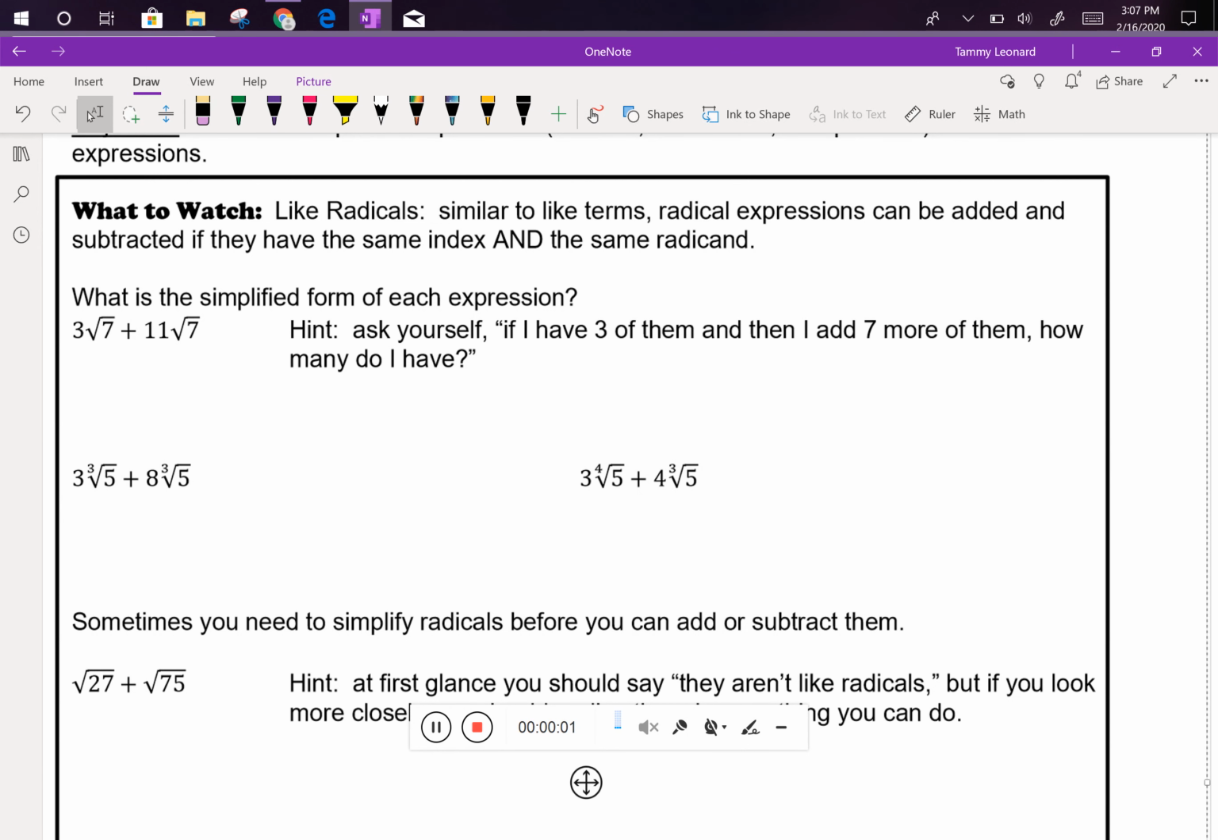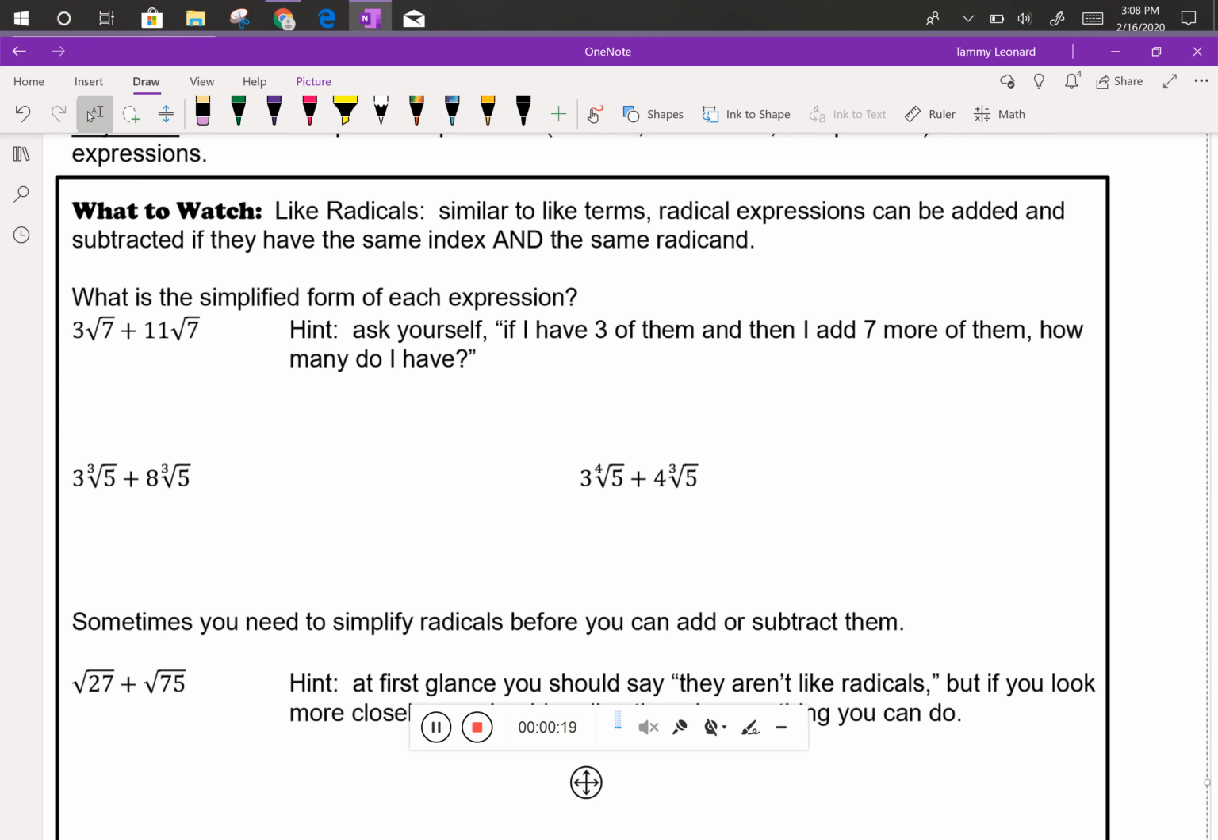We have like radicals if the index is the same and the radicand, the expression underneath the radical, is exactly the same. So let's look at this first example. It says, what is the simplified form of each expression? We have 3 root 7 plus 11 root 7.